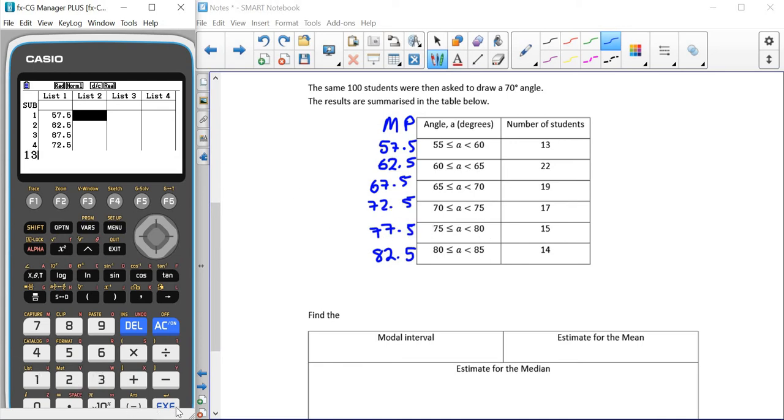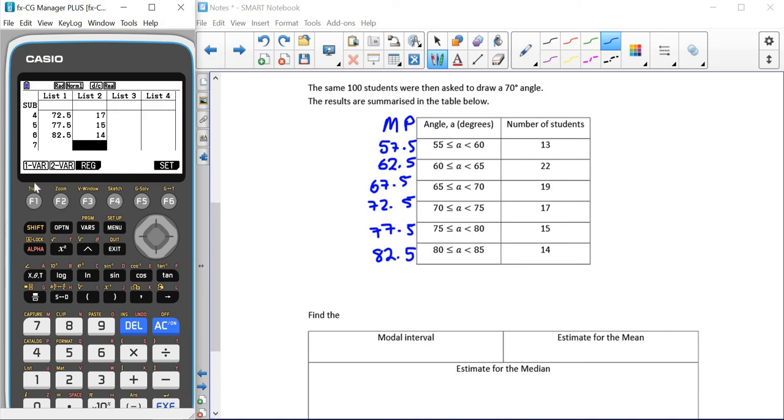In our list 2, just as we did with the normal frequency tables, not the grouped frequency tables, we're going to put our frequencies, which is 13, 22, 19, 17, 15, and 14. We're then going to go into our calc function, check our set again, and we need it to still look like this, because even though we were entering the midpoints, we still put those into list 1 and we still put the frequencies into list 2.